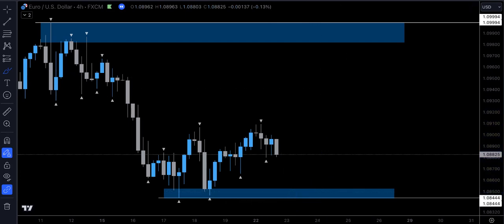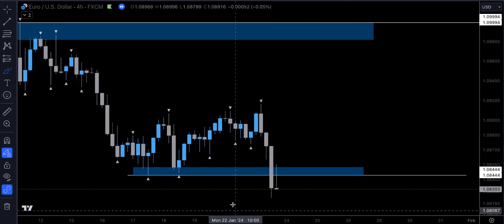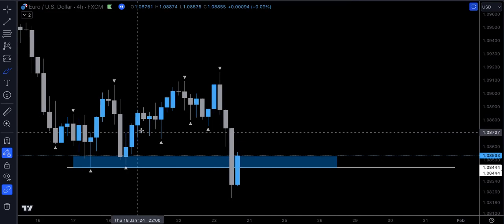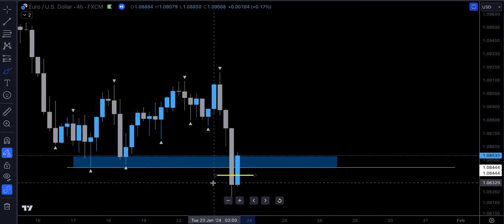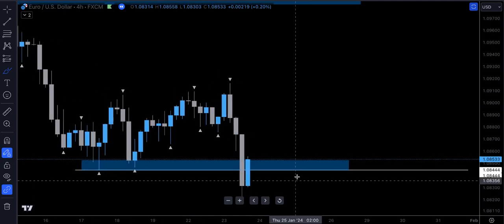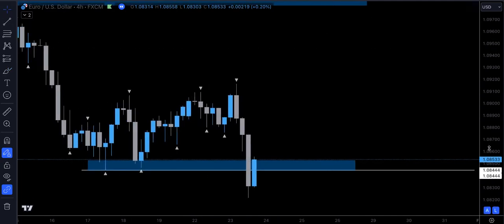Okay, so let's play price on here. And what you can see is we have ran this liquidity to the downside. So right now, the retail perspective, they'll see this as a breakout. Let's zoom in here.